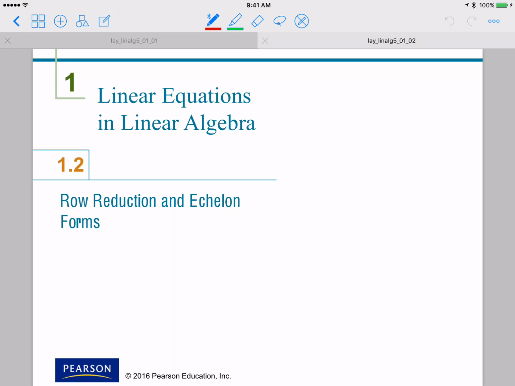Okay, now let's move on to chapter 1.2. There is virtually no new content in this chapter, but we now learn new terms about what we already learned in the previous chapter. The title contains a weird word called echelon. It's echelon, not echelon or something. I think it's French or something. So it's pronounced as echelon form.